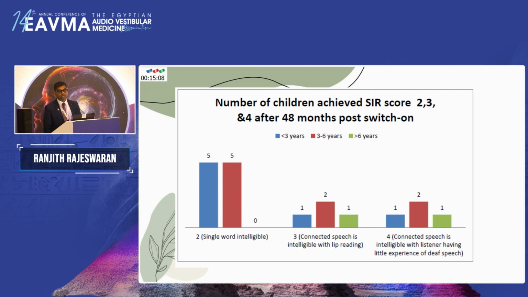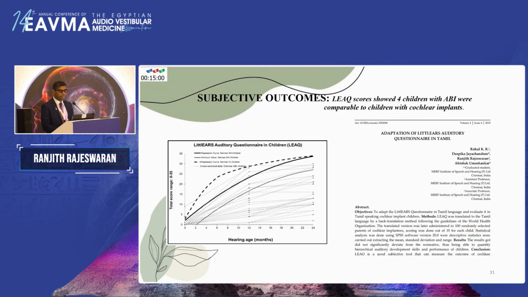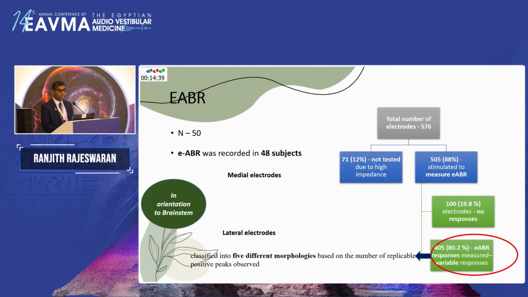Almost 4 children achieved connected speech, which is intelligible with the listener having little experience of deaf speech. So, these are the best performers out of 50. If you look at the auditory performance scores, out of those 50 children, almost close to 10 children achieved a very good auditory performance score comparable to cochlear implantees by 12th month and by 24th month, and there were almost 6 children who were closer to cochlear implantees and normal hearing subjects.